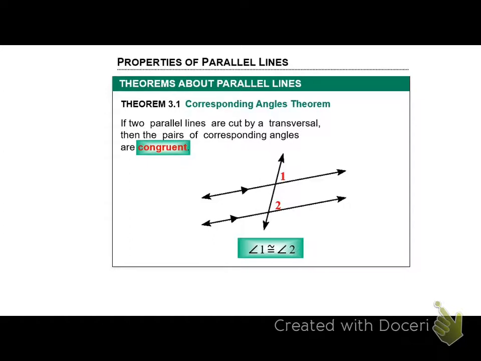Wait, corresponding or congruent? Corresponding are congruent. Corresponding is the name of their relationship, and congruent is what their measures are going to be. They're going to be the same measures. So just write congruent. Just make sure they know they're congruent.